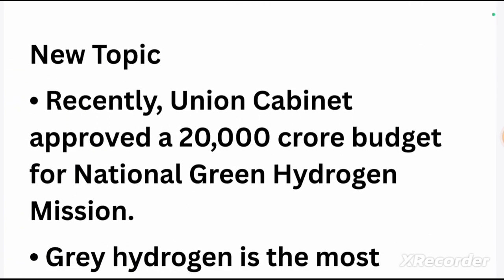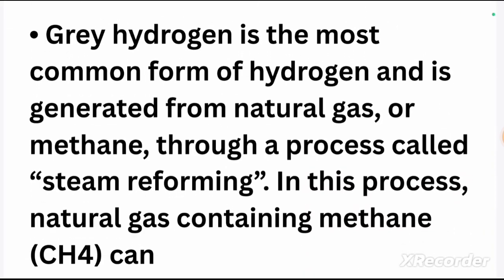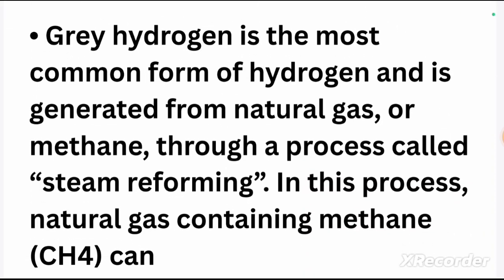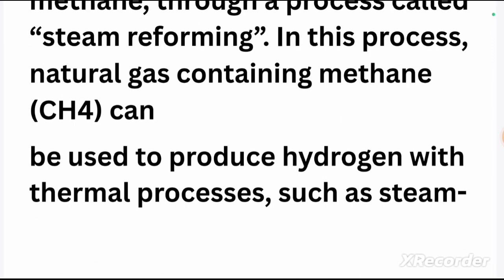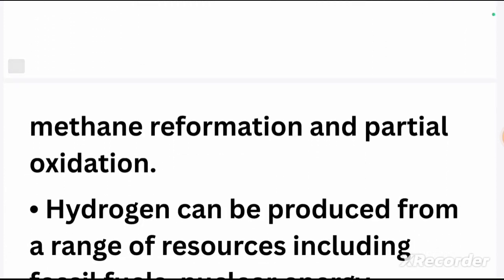New topic. Recently, the Union Cabinet approved a 20,000 crore budget for the National Green Hydrogen Mission. Grey hydrogen is the most common form of hydrogen. It is generated from natural gas or methane through a process called steam reforming. In this process, natural gas containing methane (CH4) can be used to produce hydrogen with thermal processes such as steam methane reformation and partial oxidation.